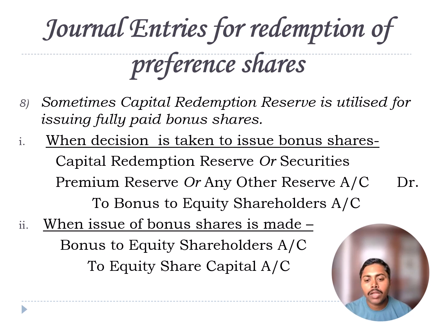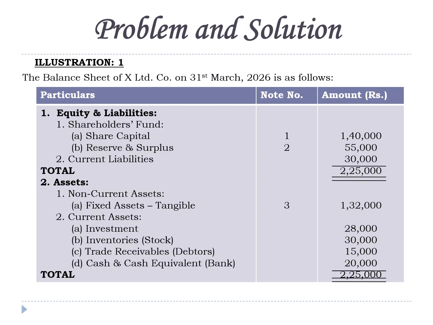Next, I will move forward to a problem, and the solution will be given. Now I am moving forward to the problem. Now this is the problem: as on 31st March 2006, the balance sheet of X Limited is given below, and the share capital is 1,40,000. The reserve and surplus is 55,000. The balance sheet total is 2,25,000.